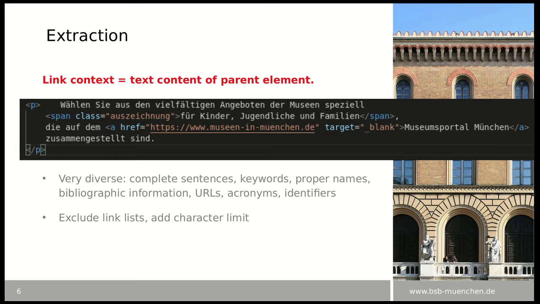This is an ideal example, but in reality, the link context is much more diverse. So you may have complete sentences, but also keywords, proper names, short acronyms, or identifiers. We tried to make the link context a bit more focused by excluding linked lists and adding a character limit.